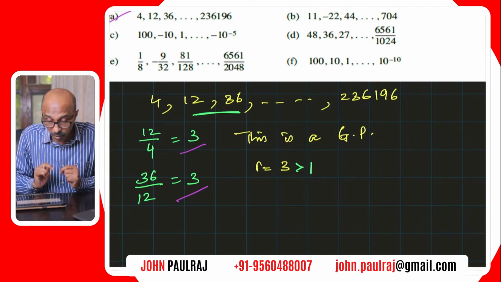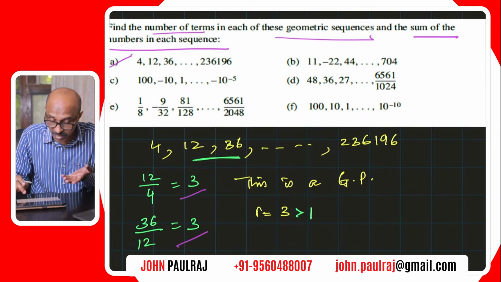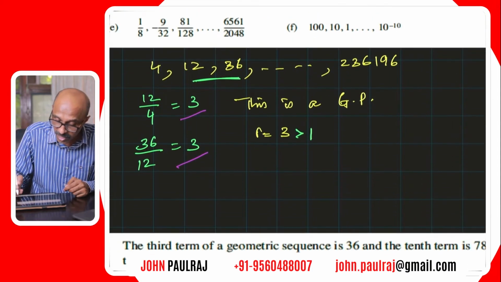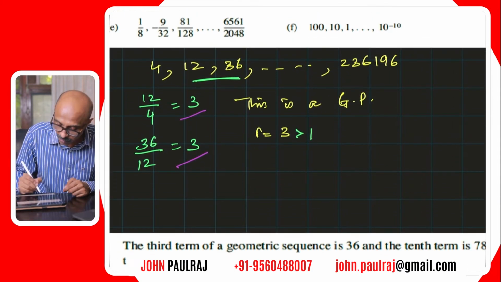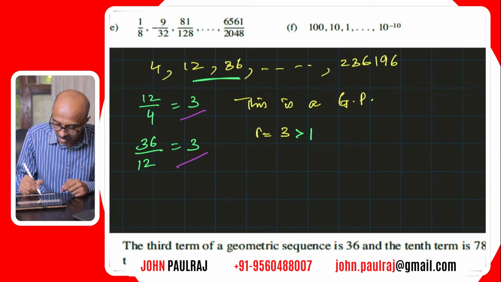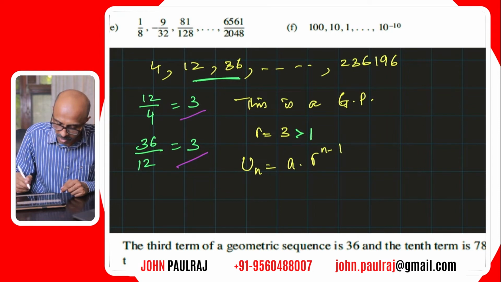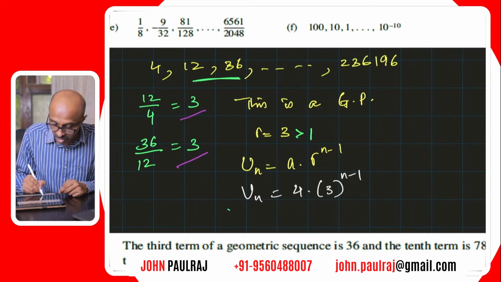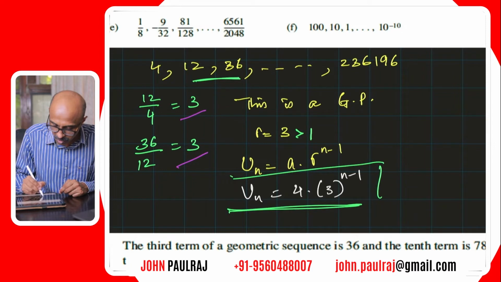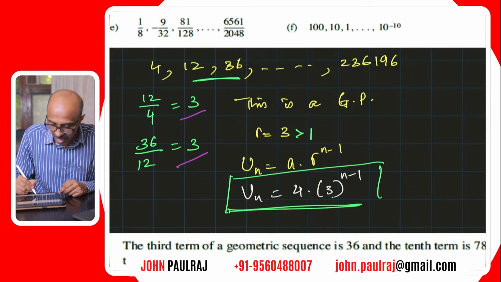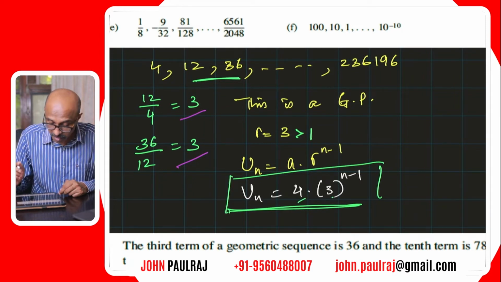But before we use the formula, we need to find out what n is, right? We need to know the value of n. So let's do that. We make use of the formula for the nth term. Un is a times r to the power of n minus 1 for a GP, and a we know is 4. So that's going to be 4 times 3, because that's the common ratio, to the power of n minus 1. So this is going to be the nth term for this particular GP where r is 3 and the value of a, the first term, is 4.